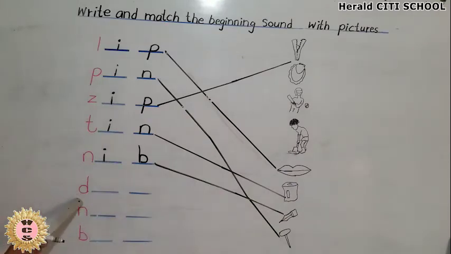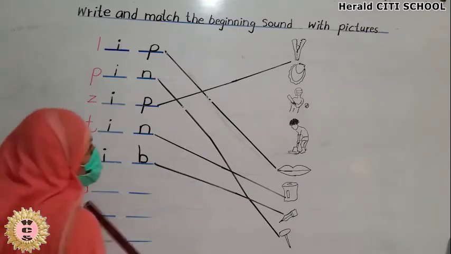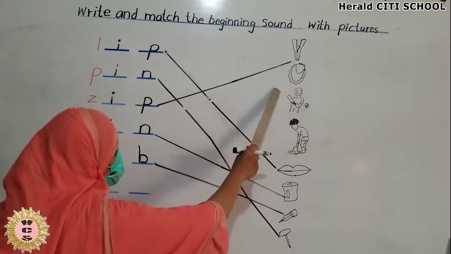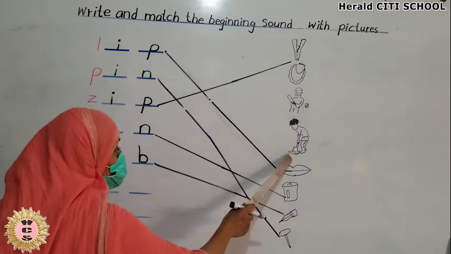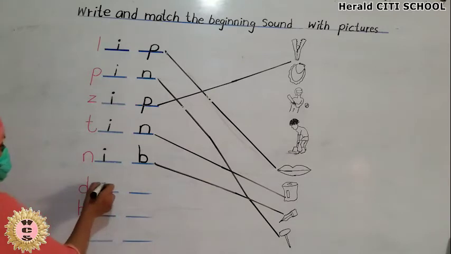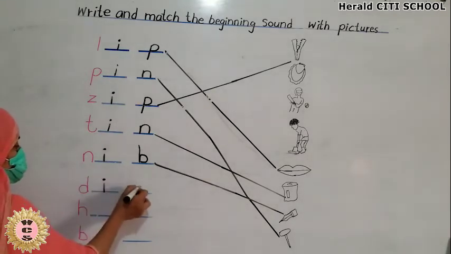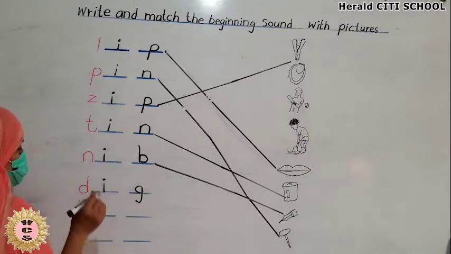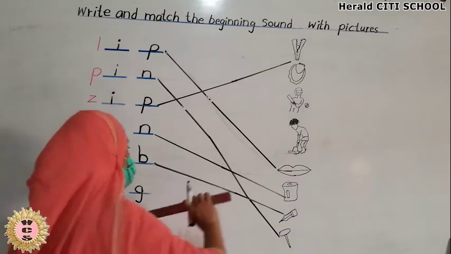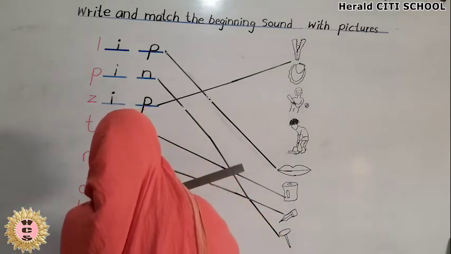Now children, which sound is this? D. D. And now look at the pictures. Which picture is matched to this sound? This is B, bib, H, hit, D, dig. Yes, this is dig, and the spelling of dig is D-I-G, dig. Read it again, D-I-G, dig. Now we will match the spelling of dig to the picture of dig.